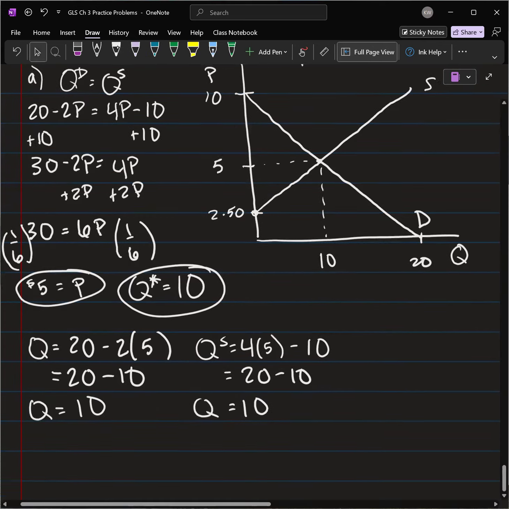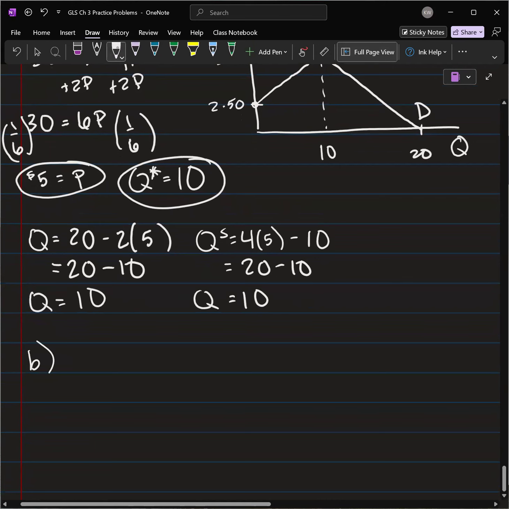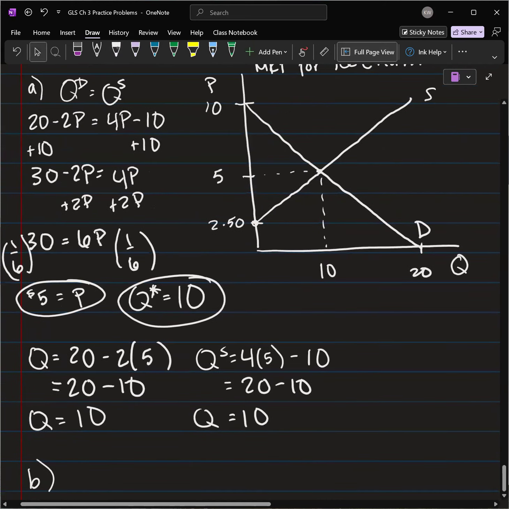Now we can move on to part B, which asks us to find the consumer and producer surplus in this market. So consumer surplus is going to be the area above the price that consumers pay and below the demand curve. So our top triangle here in blue. Producer surplus is the area below the price that sellers receive and above the supply curve. So our green triangle here.